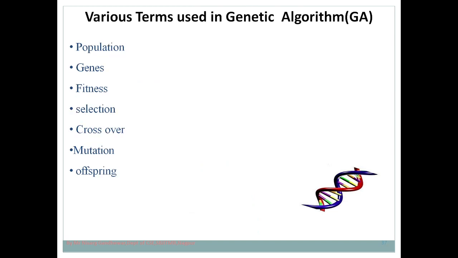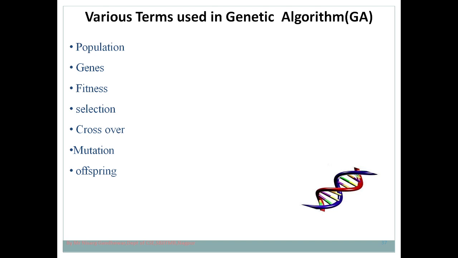Now these are the various terms that are used in a genetic algorithm. In a genetic algorithm, population means what? A group of individuals. A group of individuals together forms a population. Individual means a particular element, and a group of elements together forms a population. Then genes: I just told you, a gene is responsible for various characteristics of a human being. Fitness: we just talked about survival of the fittest.